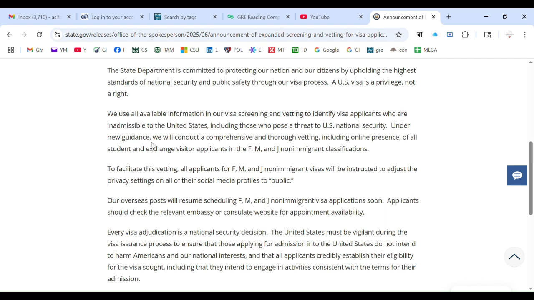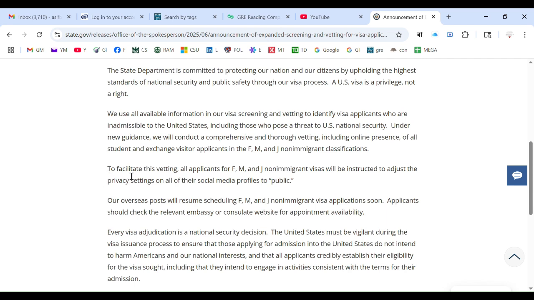Alright, so under new guidance, we will conduct a comprehensive and thorough vetting, including online presence, of all student and exchange visitor applicants in the F, M and J non-immigrant classifications. So it is targeted at three visa categories, F, M and J. These are student visas and student, cultural and exchange visitor visas. Basically these three are related to student visas for those who intend to do studies. For them there will be a more comprehensive vetting, including online presence.